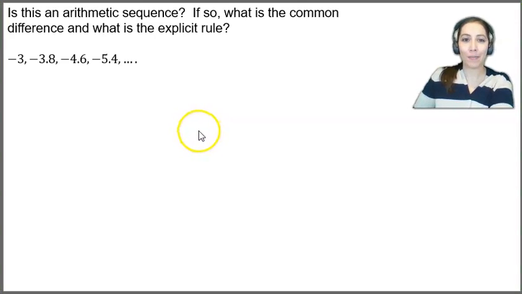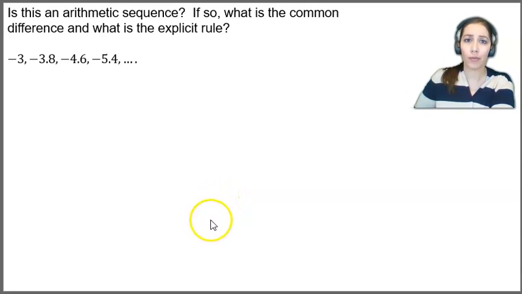Is this an arithmetic sequence? If so, what is the common difference and what is the explicit rule? We have -3, -3.8, -4.6, -5.4, and so on. How can I tell if this is an arithmetic sequence? And what is the common difference and explicit rule?